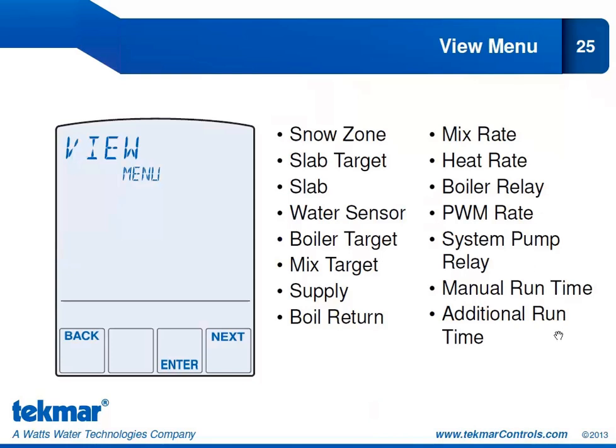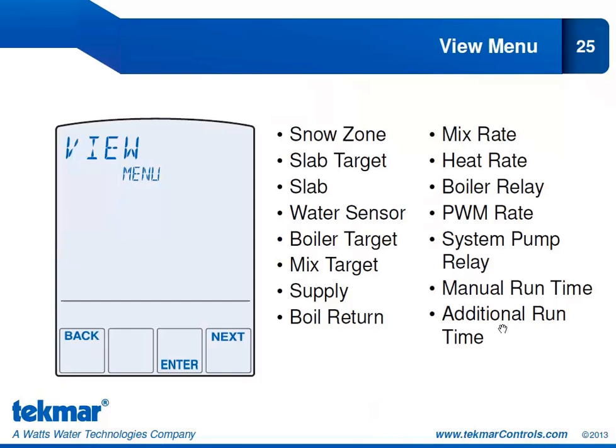Manual runtime and additional runtime. So if it has been manually operated, then in the View menu, you can see how much time is left for that melt cycle. Same with the additional runtime. If it was an automatic melt, then you would see here how much time is remaining for your add melt time.